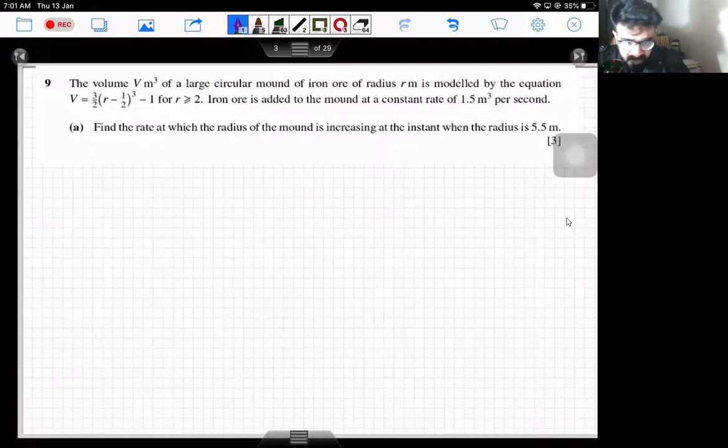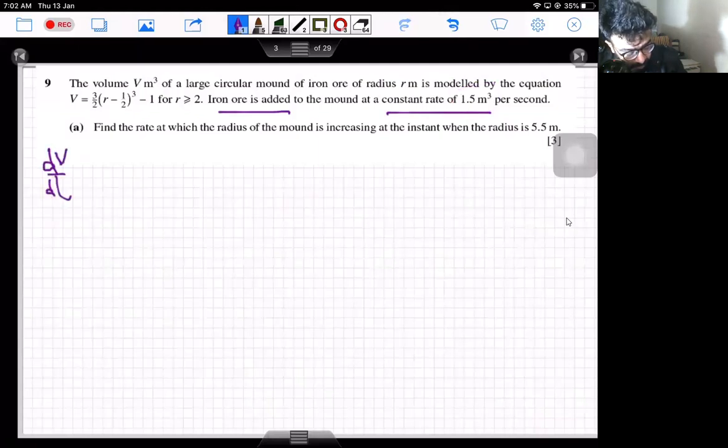Part A is asking: find the rate at which the radius of the mound is increasing at the instant when the radius is 5.5 meter. So according to the information given to us in the question, iron ore is added to the mound at a constant rate of 1.5 meter cube per second. So this means that we have dV over dt equal to 1.5 meter cube per second.